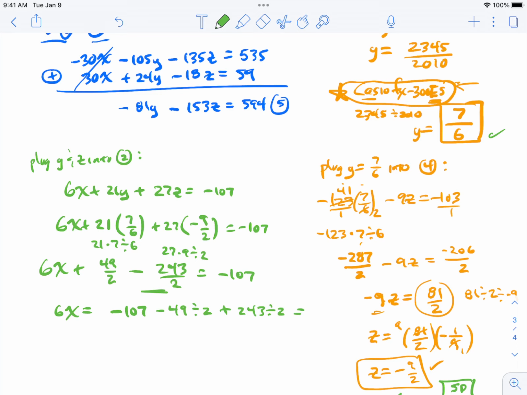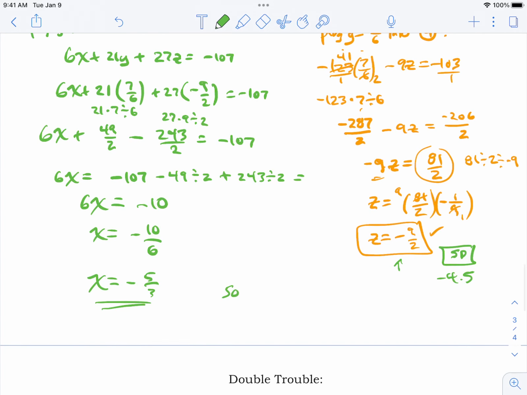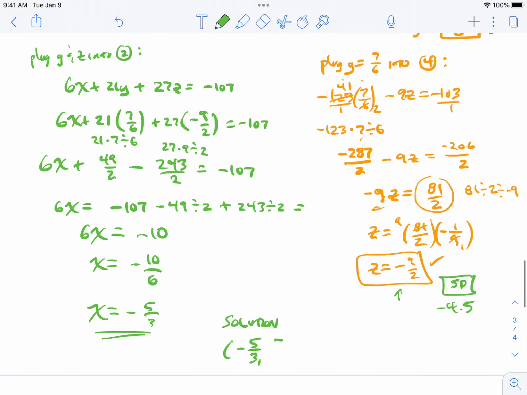And then when you hit your equals, it should tell you 6x equals, what do I get? I think I got a negative 10. All that to get a negative 10. Divide both sides by 6. Okay, we don't have to do everything with a calculator, do we? So negative 10 over 6 means cancel 2's. Negative 5/3. There! So our solution, x is negative 5/3. Y is, what was y? 7/6. Z is negative 9 halves.